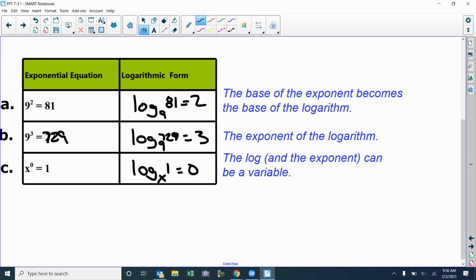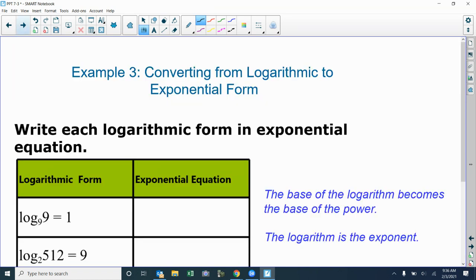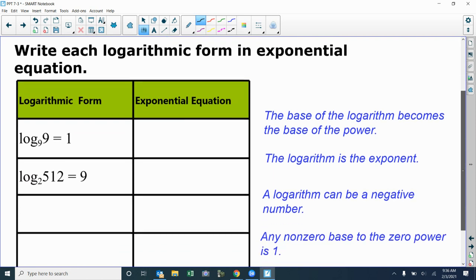So think about this last one right here. Any exponential, I don't care what it is, it could be 100 to the 0 power. What is it? 1, okay? So anytime we have anything raised to the 0 power, that's equal to 1. So everybody okay there? Exponential to log. Let's try a couple the other way now. I'm going to give you a log, and now try to write it as an exponential.